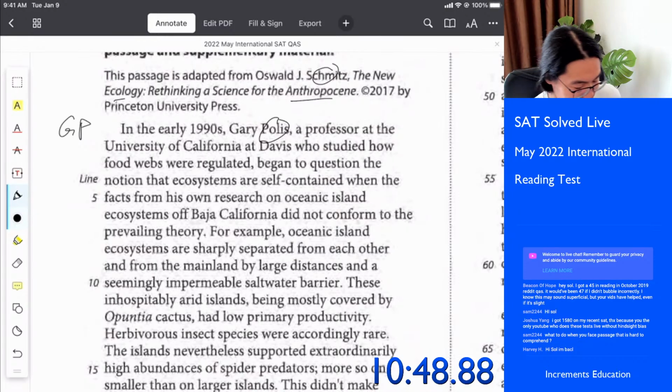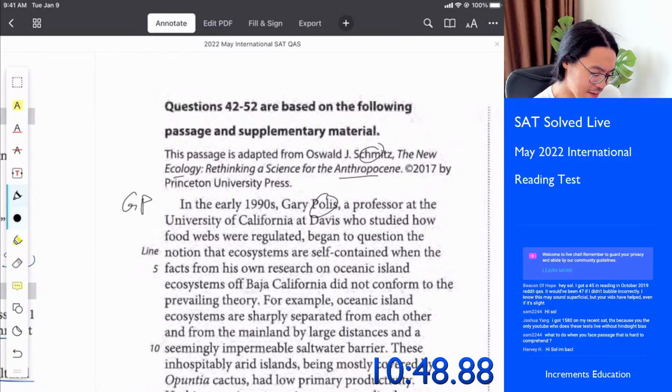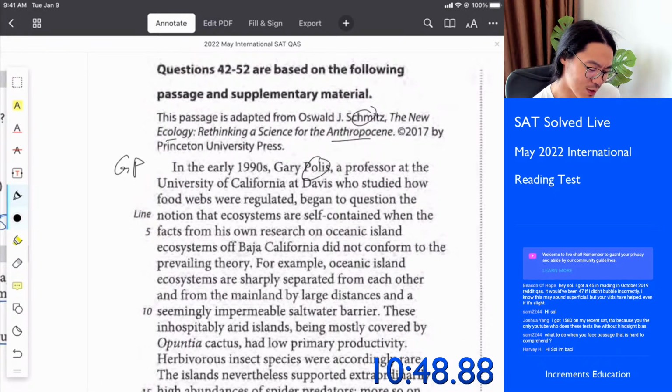One more comment, guys. I'm going to miss annotating. On the digital SAT, it's such a pain trying to annotate anything. I'm going to miss just being able to write initials on the side. It's so beautiful, paper, or fake paper, like this iPad, this PDF. I'm going to miss it so much. Anyway, 3, 2, 1, let's go.